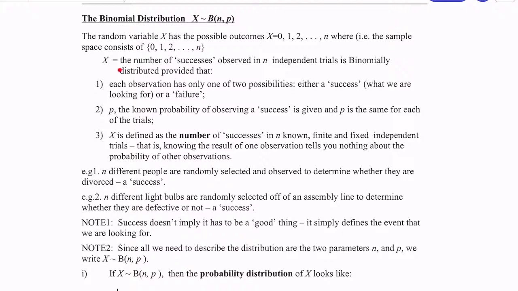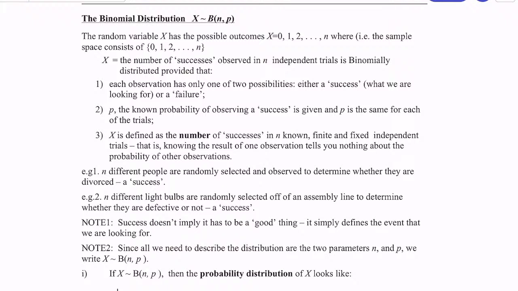So where x is the number of successes observed in n independent trials, each observation has only 2 possible outcomes, either success or failure. P is known. It's the probability of observing the success. And then 1 minus P is the probability of observing a failure.